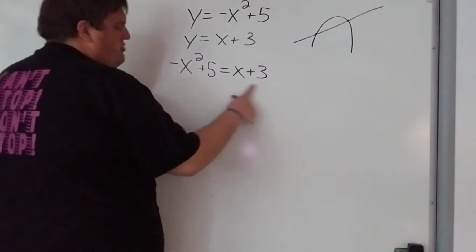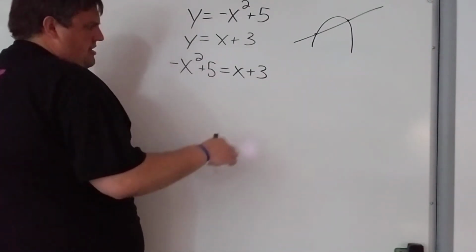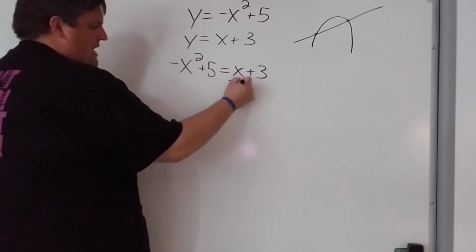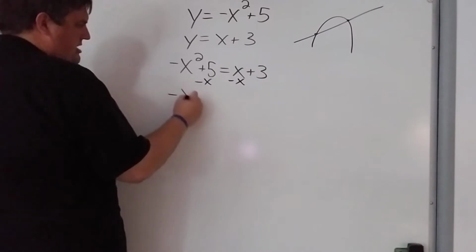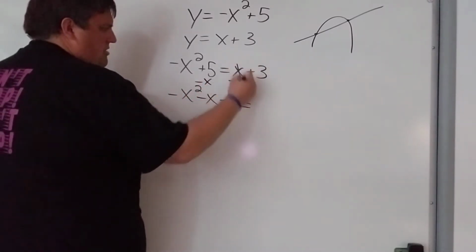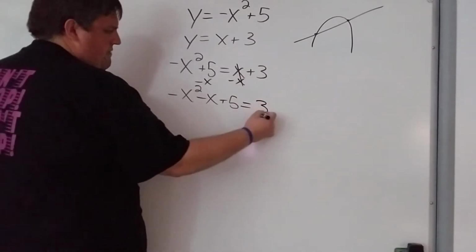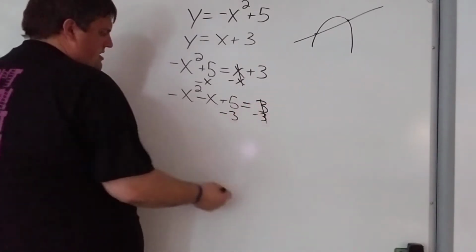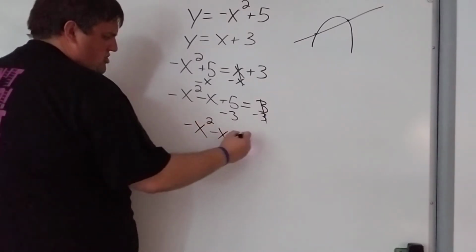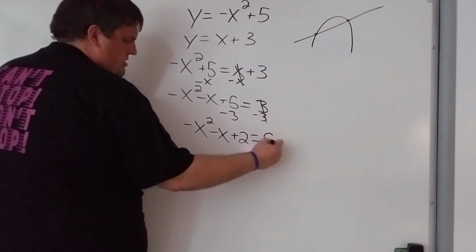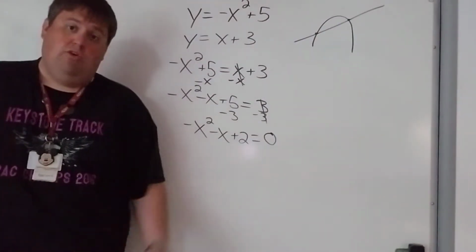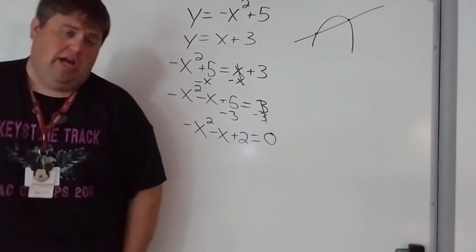Well, if it's a quadratic expression, which it is, I know I want one side to equal 0. So I'm going to minus x from both sides. That's going to be negative x squared minus x plus 5 equals 3. And then if I minus 3 from both sides, that's going to be negative x squared minus x plus 2 equals 0.